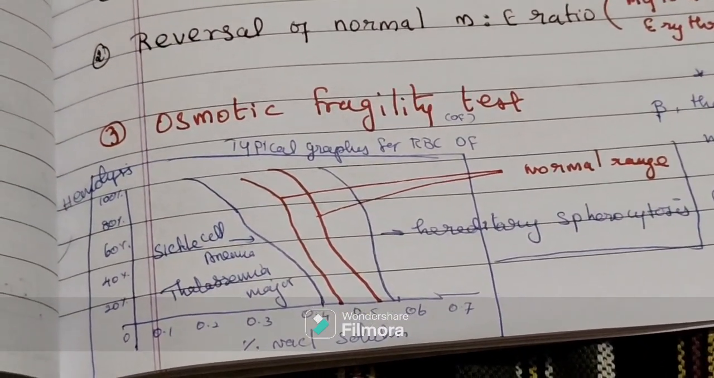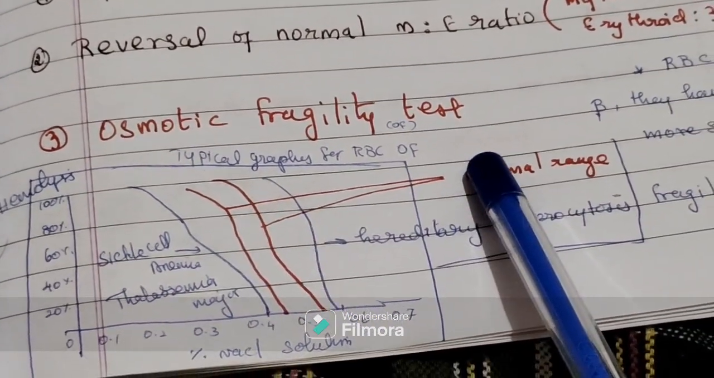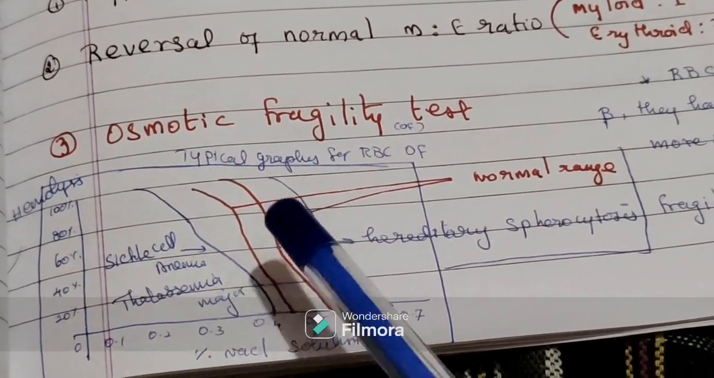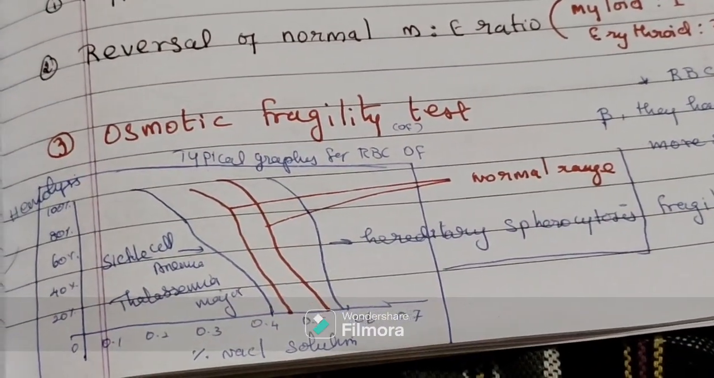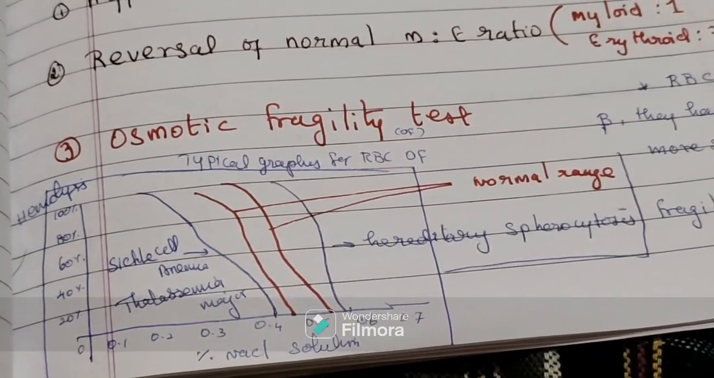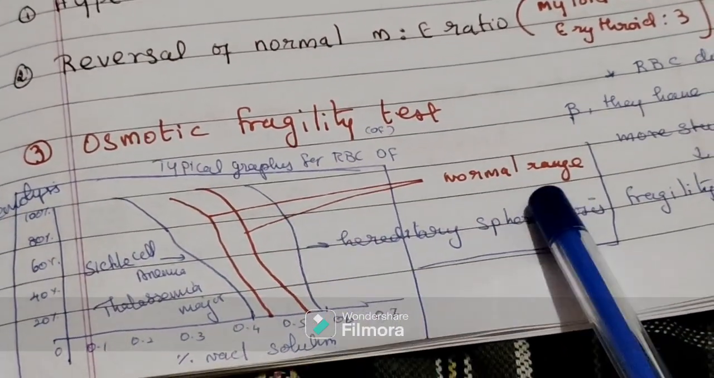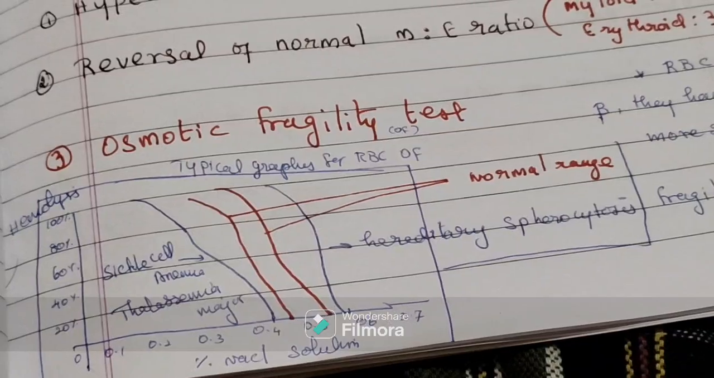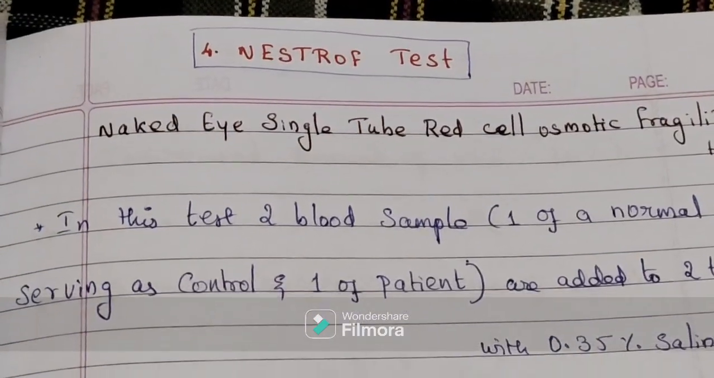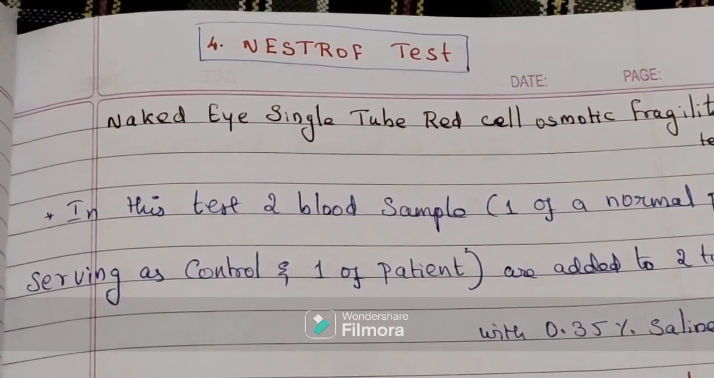So you can see the osmotic fragility. In between the two lines is the normal range, so osmotic fragility is increased in hereditary spherocytosis but decreased in thalassemia. This one will increase here, and in thalassemia the condition will decrease. Now a special test for thalassemia, the NESTROFT.